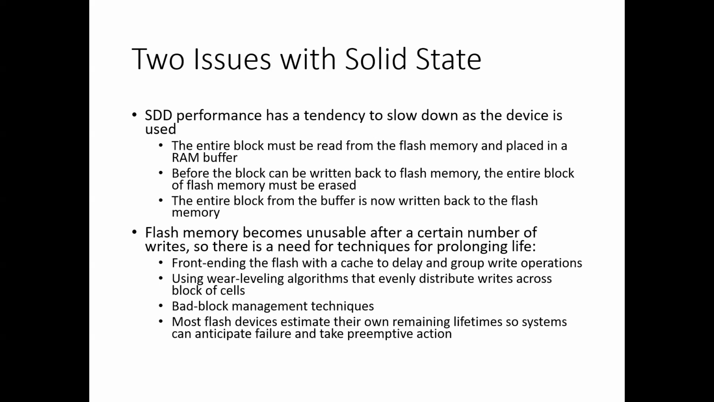One is front-ending the flash with a cache to delay and prevent write operations from happening too frequently. You group them after the cache gets changed enough. There are also wear-leveling algorithms that distribute the writes across blocks of cells, and bad block management techniques. And finally, some of these actually estimate their own remaining lifetime.